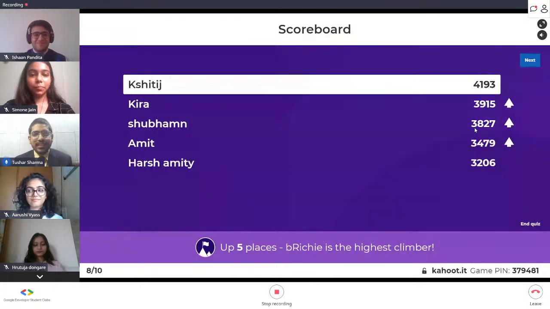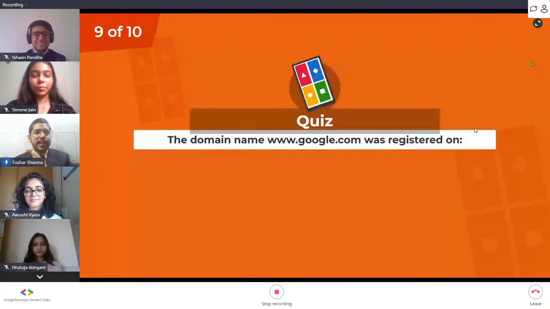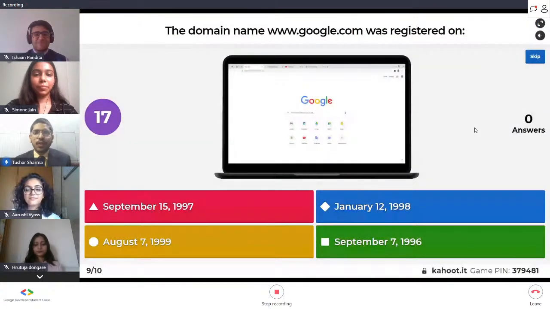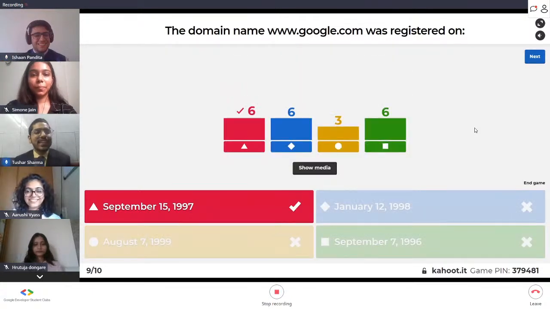Oh, that's great. Kshitij is still leading. And on the second position, we have Kiran. And on the third position, we have Shubham. Good job, guys. Now, this is the second last question of the quiz. The domain name www.google.com was registered on. This sounds like a general knowledge question. So let's see who gives the right answer. This is an interesting one, I guess. Yeah, I think only few people know about it. Yeah, some will go by luck. Okay, so the right answer was September 15, 1997. Okay, let's see who's given the right answers.